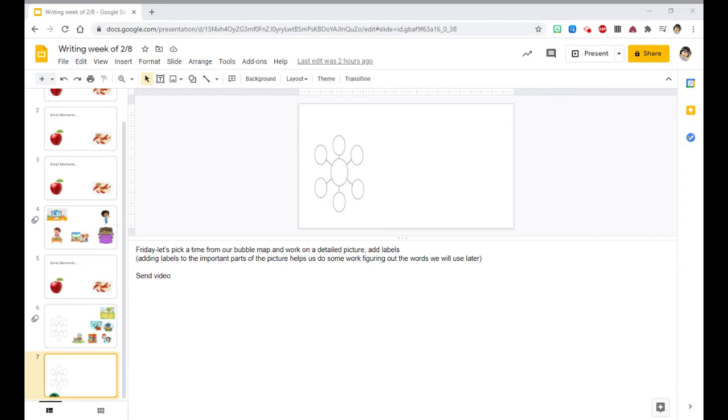So today, we're going to pick one of the ideas from our bubble map and start to work on creating a detailed picture. I picked my day at the beach and I started my picture so I could talk to you a little bit more about making sure it's detailed and adding labels. So let's look at it.